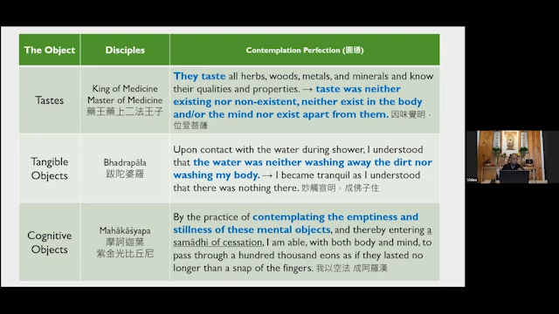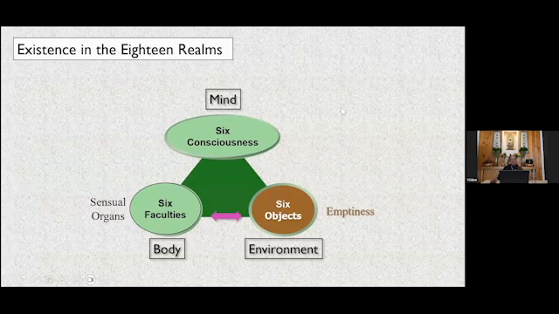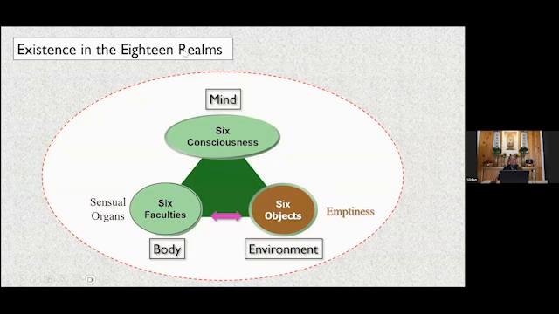And finally you found out those mental objects are empty as well. So the main practice, if we use the six objects as the practice, is like this. In the existence of 18 realms, 6 faculties interact with 6 objects and 6 consciousnesses to help discrimination. In the Śurangama Sutra, it's all true suchness. We talked about that before.